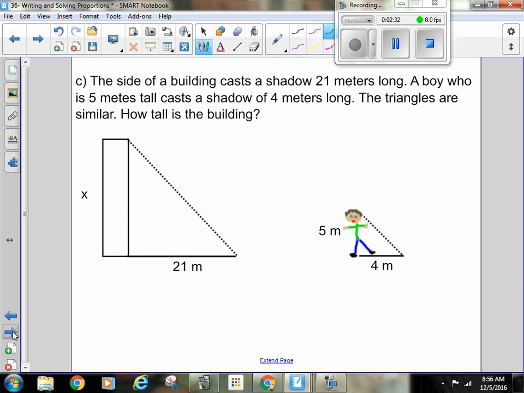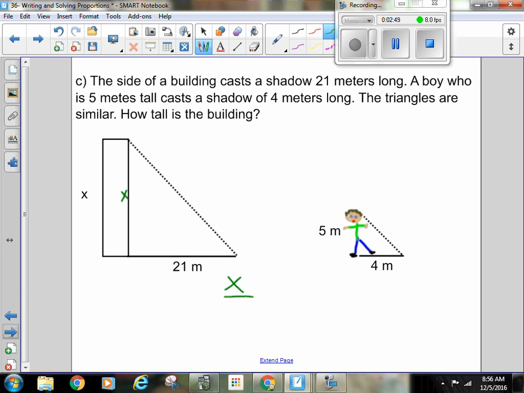All right, the side of a building casts a shadow 21 meters long. A boy who is 5 meters tall casts a shadow 4 meters long. The triangles are similar. How tall is the building? Okay, so I'm just going to put this x over here. And now it's just like our last problem. We are going to set up.